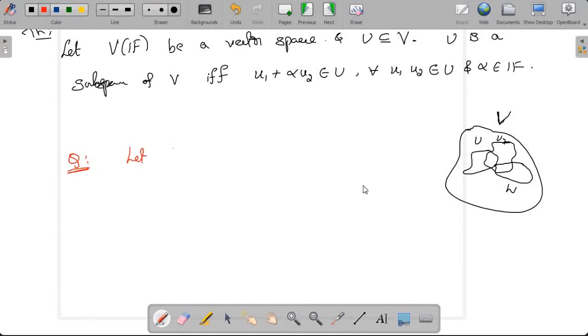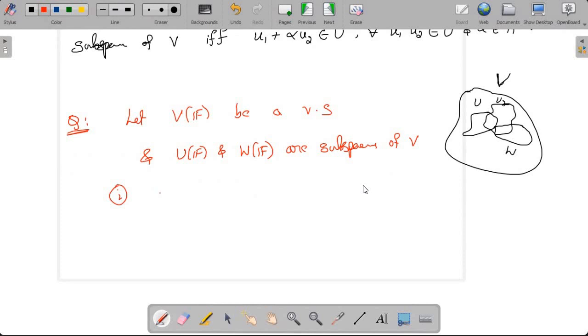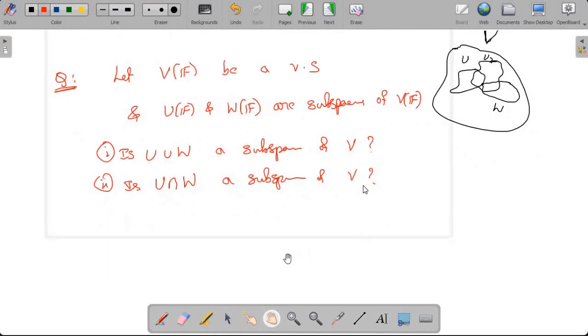Let V over F be a vector space. And it is given that U over F and W over F, these are subspaces of V. Now the first question, is U union W a subspace of V? And similarly, the second question, is U intersection W a subspace of V? Right. Now to verify these facts, let us take the known examples first.